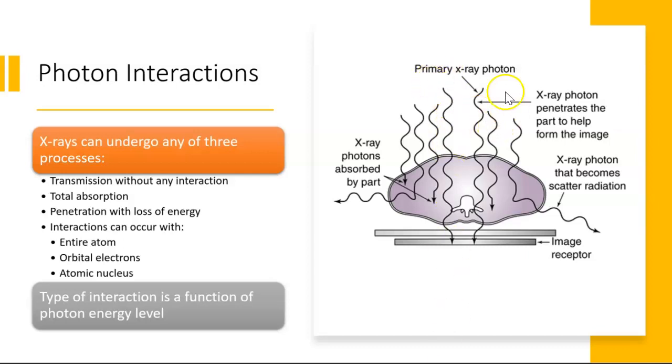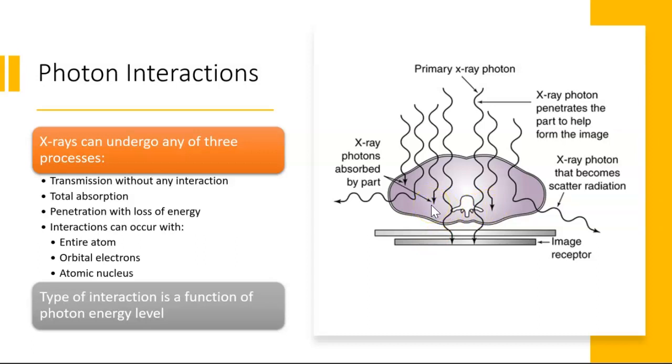You can see here's our primary X-ray photons right here. This little guy right here is going all the way through onto our image receptor without any interaction within the body, okay? The X-ray photons also can be fully absorbed. So we look at this guy right here and this guy right here. It's not making it out of the patient and hitting the IR. So that is absorption, okay?